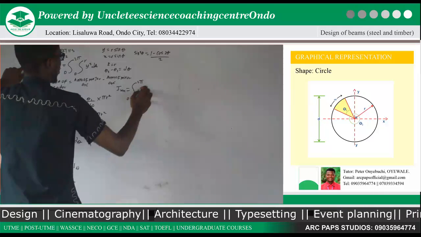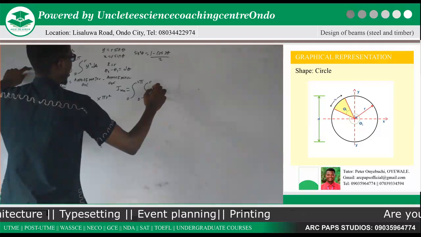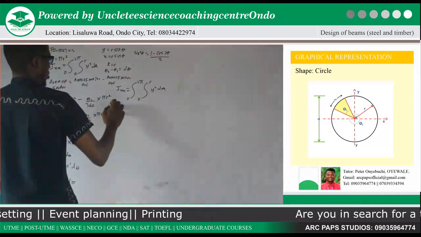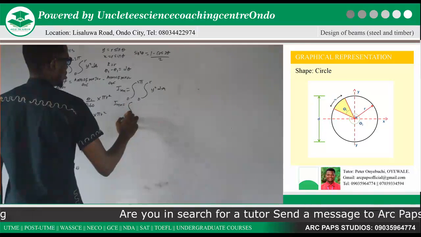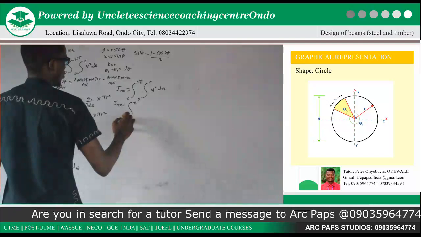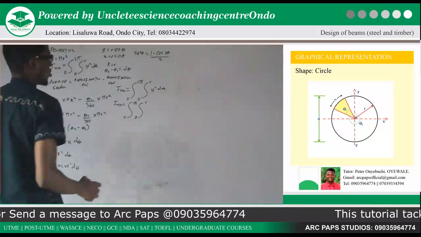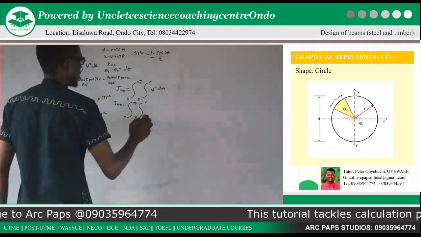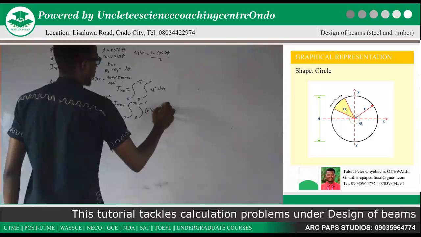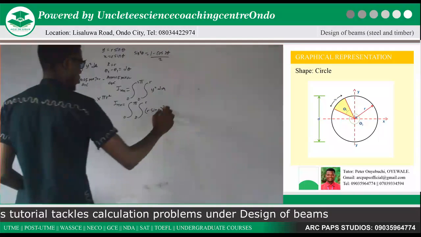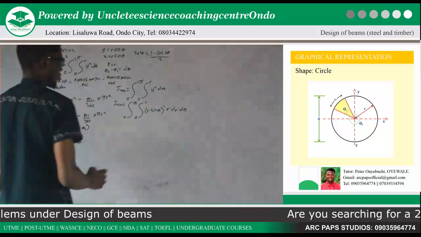Ixx is equal to integral 2 pi to 0, integral r to 0 of y squared dA. Now Ixx will give us integral 2 pi to 0, integral r to 0. Now our y is r sine theta, so this will be r sine theta raised to power 2, while our dA is our r dr d theta.